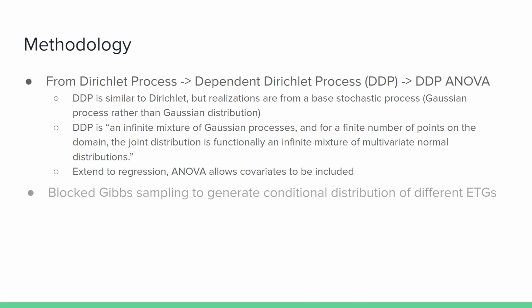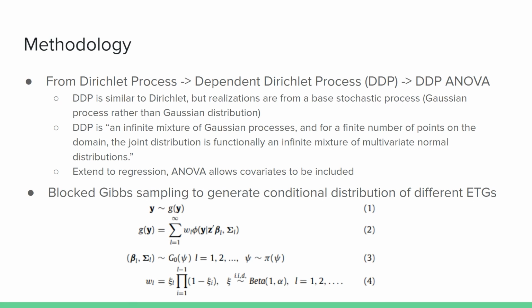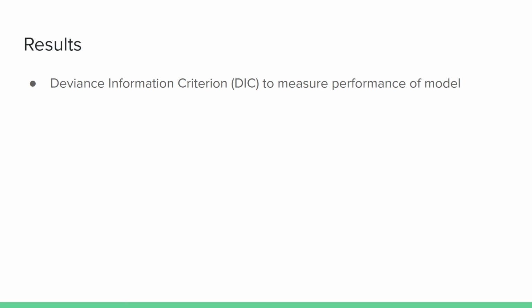Inference was done through sampling from the posterior distribution using blocked Gibbs sampling, which groups two or more variables together in samples from the joint distribution conditioned on all of the other variables. To assess model performance, they use the deviance information criterion, which accounts for the distributional accuracy and penalizes for higher complexity. They compared their model to two other models, the Bayesian linear model, or BLM, and the generalized beta model, or GB2. They used the Bayesian linear model to demonstrate how the assumptions for linear models fail when given the data of the ETGs, and the generalized beta model as a more flexible option than the Bayesian linear model.